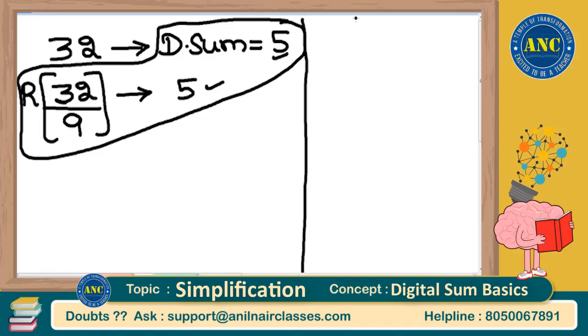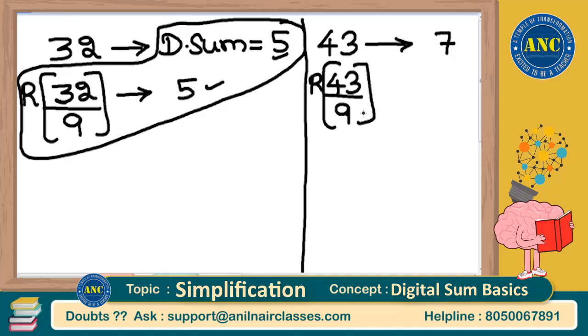Suppose another example, you have a number, for example 43. The digital sum of 43 is 4 plus 3, 7. The same 43, I will divide it by 9 and find the remainder. Remainder when 43 is divided by 9. 9 into 4 is 36, the remainder is another 7. These both are absolutely the same.